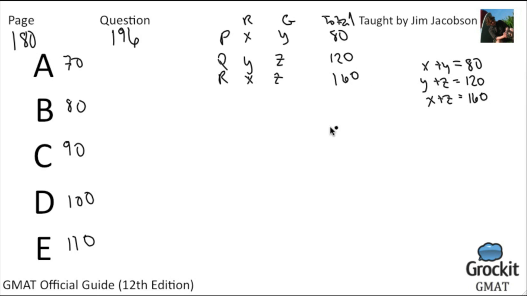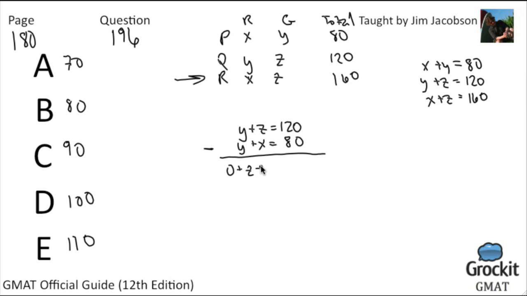So I personally started out with Y. We're trying to ultimately figure out the number of green marbles in jar R, and that equals Z. So if we start out with Y plus Z equals 120, and subtract from it, since we're trying to solve for jar R, I started off with the other two jars: Y plus X equals 80. So this is jars P and Q, and you can subtract the two. Y minus Y is 0, Z minus X is Z minus X, and the difference between them is 40.